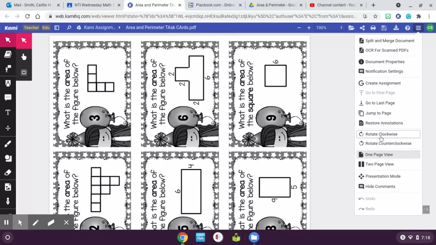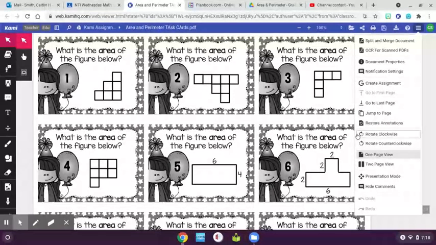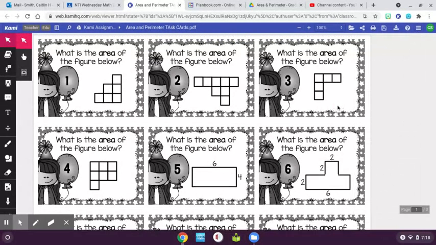Right here. Okay. Rotate clockwise. So under these three little bars that say menu, if you hit rotate clockwise, it's going to turn it like a clock goes. Boom. Okay. And then just click off to get off that. Okay. So let's get started.